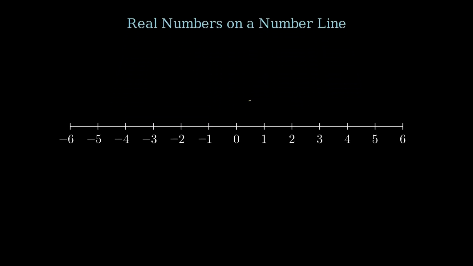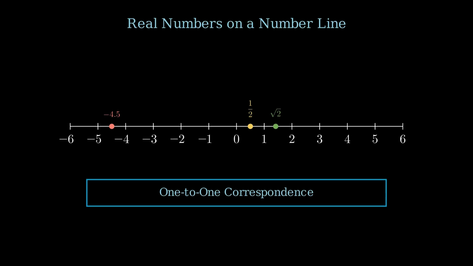Every real number can be found on the number line, whether it is rational or irrational. There is a perfect one-to-one correspondence between the real numbers and the points on the line. Every point represents exactly one real number.